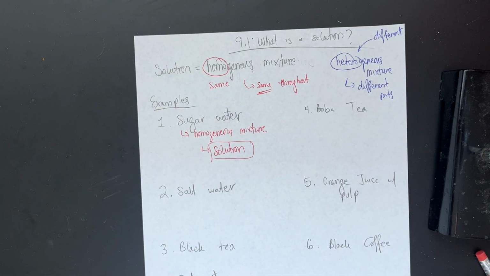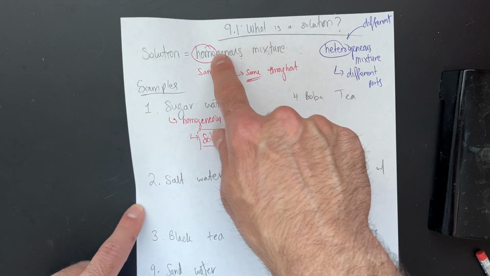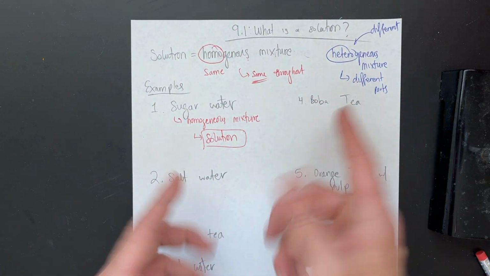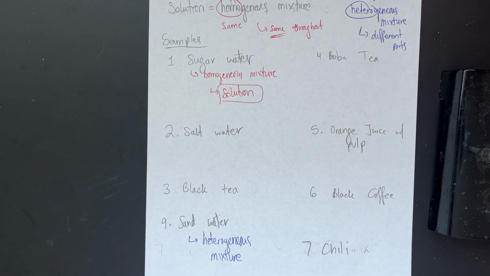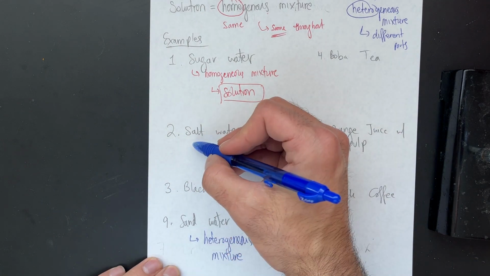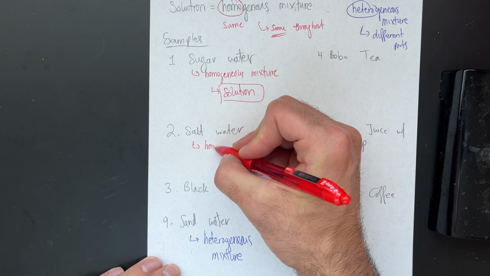Now let's take a look at the rest of these examples and just try to work through and apply this definition of a homogeneous mixture, same throughout. That's what a solution is. Let's see what these things are. So salt water. What is salt water? Well, if you have salt, you put it into water, they will become one thing. It's no longer salt and water, it's salt water. It goes all together. We have a homogeneous mixture, and therefore it's a solution.